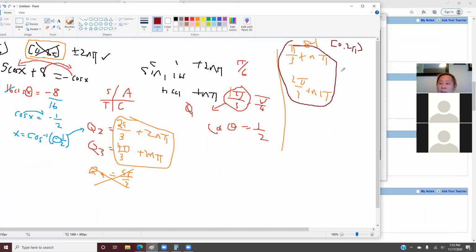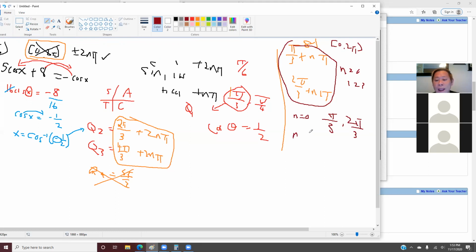You just substitute n becomes 0, 1, 2, and 3, and so on, till this fraction is between 0 and 2 pi. So the first thing we're going to plug here is n is 0. When n is 0, you get pi over 3 and 2 pi over 3. And yes, these two angles are in between 0 to 2 pi.